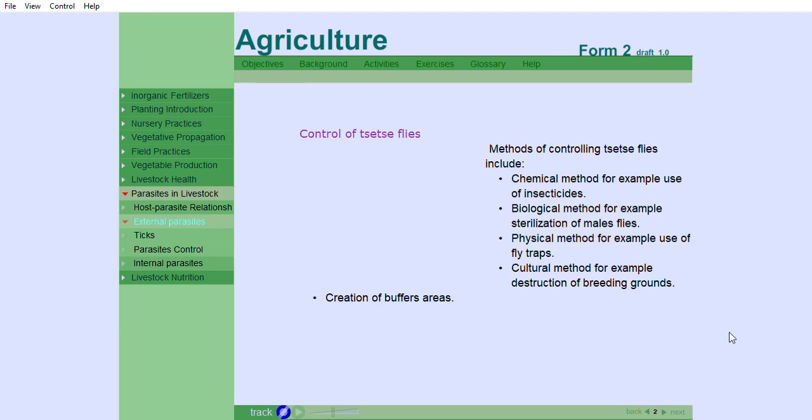Control of tsetse flies. Methods of controlling tsetse flies include chemical method, sterilization of male flies, use of fly traps, destruction of breeding grounds, and creation of buffer areas.